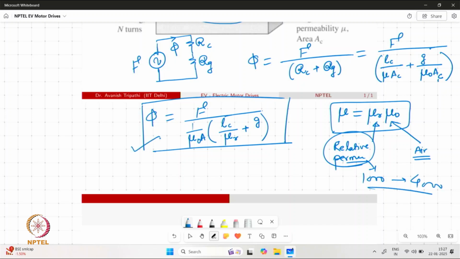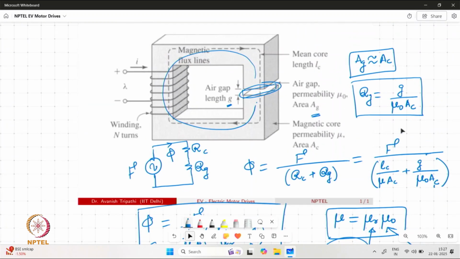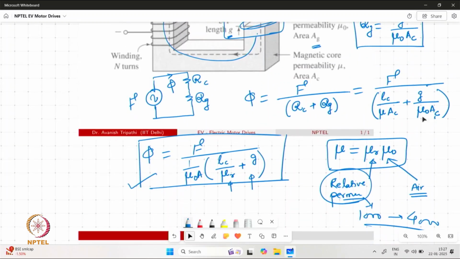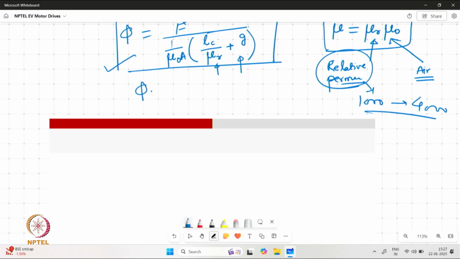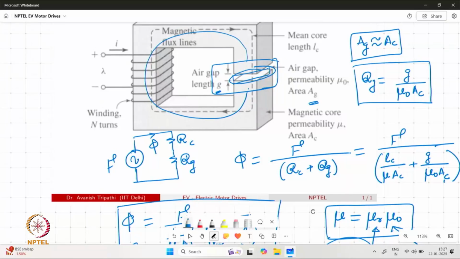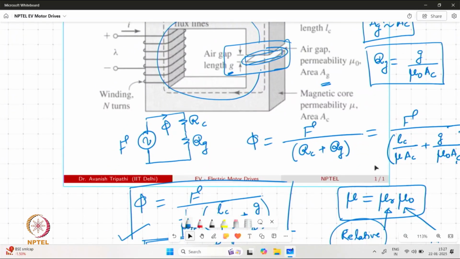So now once we have this, if we compare these two terms, we find that essentially the reluctance of this air gap is going to be the dominant factor in deciding the flux in the whole system. So this can actually be approximated, and many a times flux can be simplified in this manner: the total MMF divided by the reluctance offered by the air gap. So these are some of the ways in which we can solve the flux in the magnetic circuit.